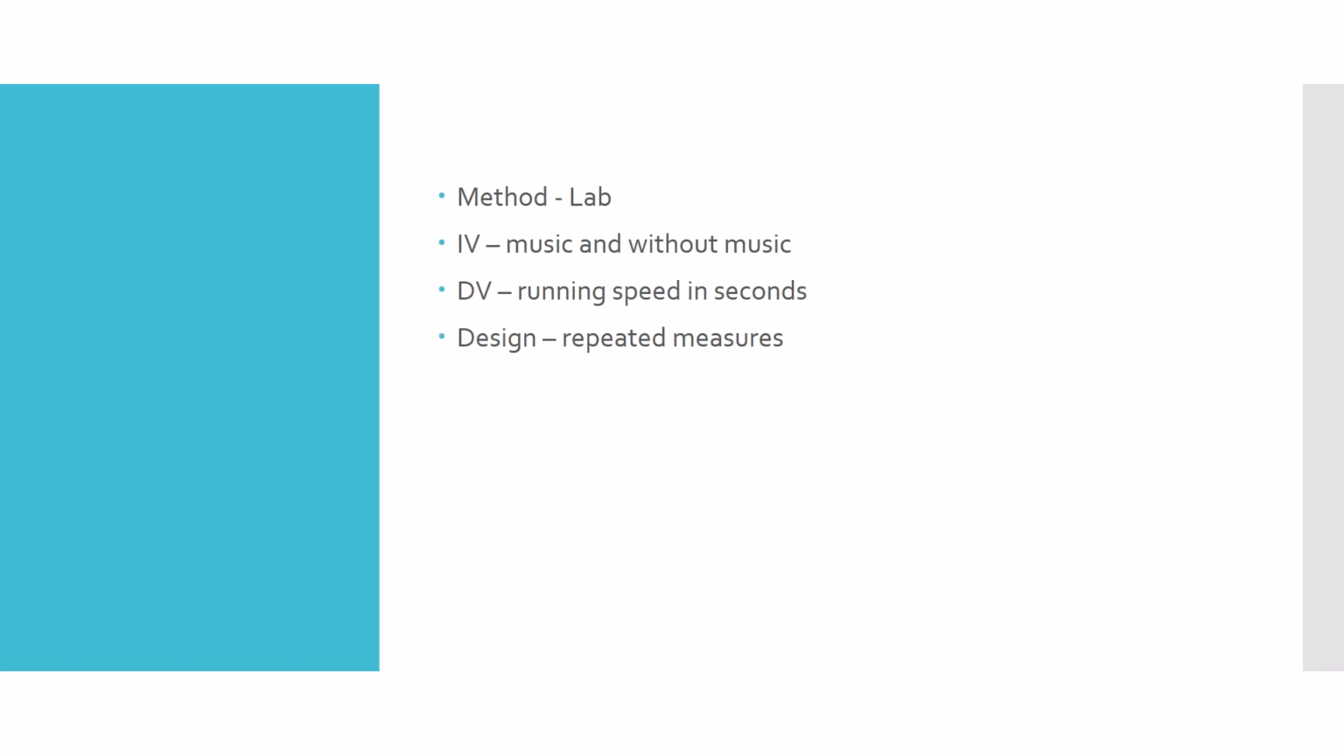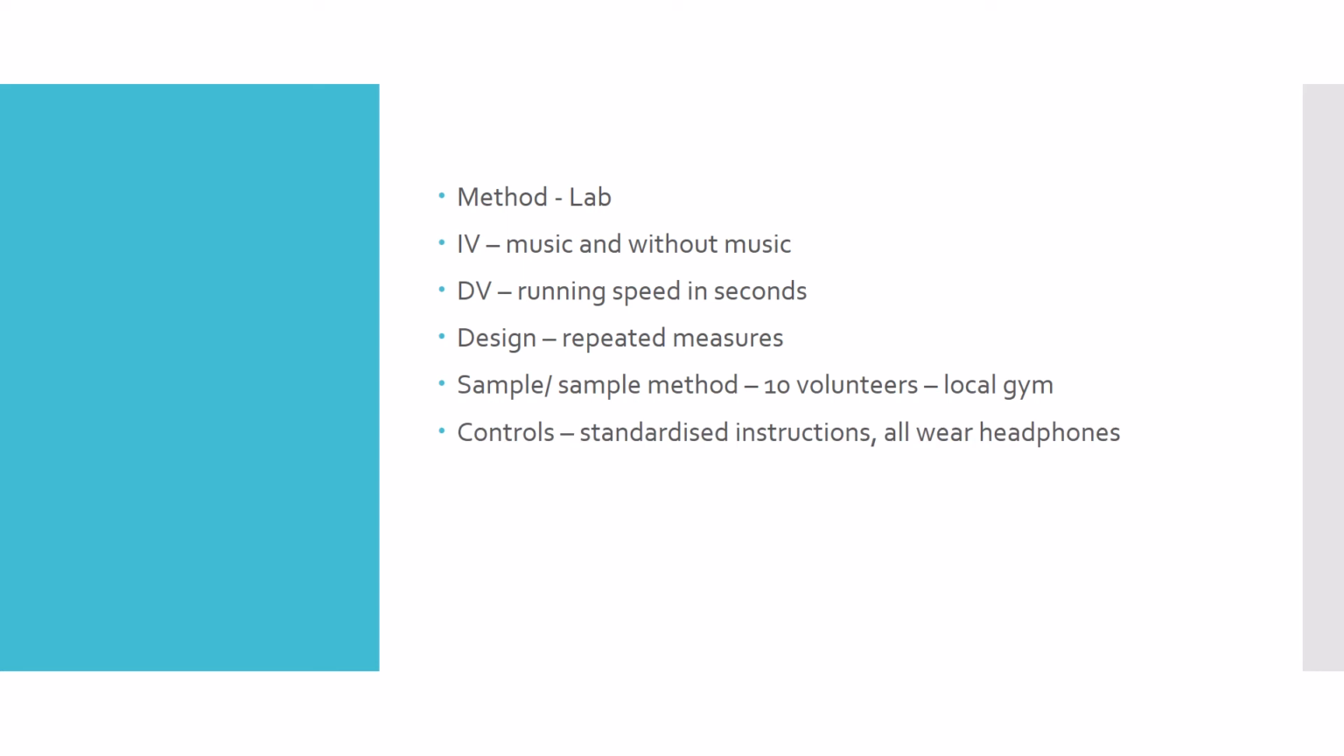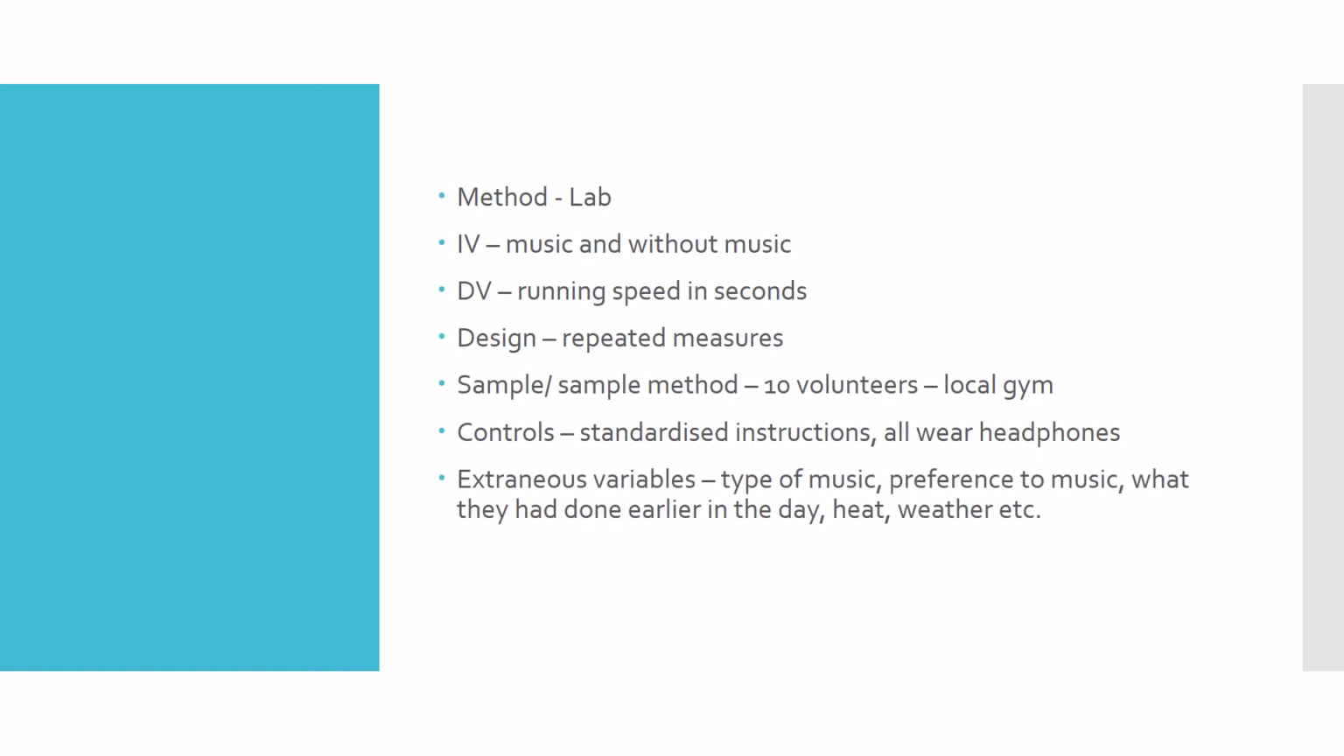So the method was a lab. You can randomly allocate between music and no music, and it's an artificial environment. The IV is music and without music. The DV is running speed in seconds. The design is repeated measures. They do both. The sample and the sampling method is 10 volunteers from a local gym, so they are volunteers. Volunteer sampling. Controls: they mention standardising instructions, and they all wear headphones. I'm sure you could think of lots of others.